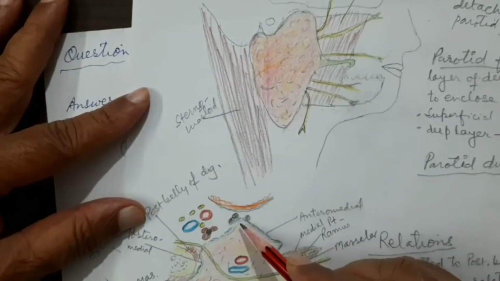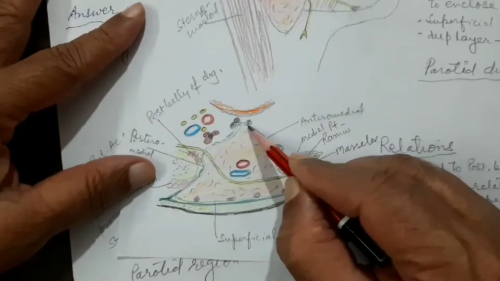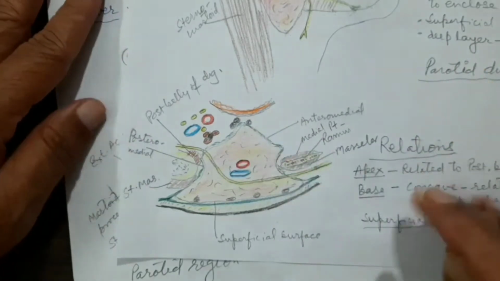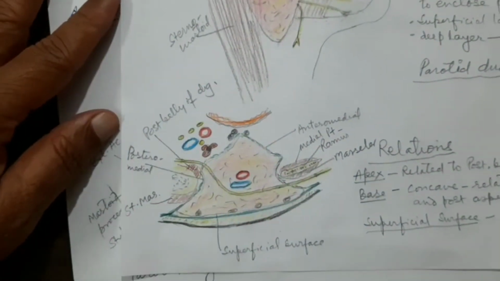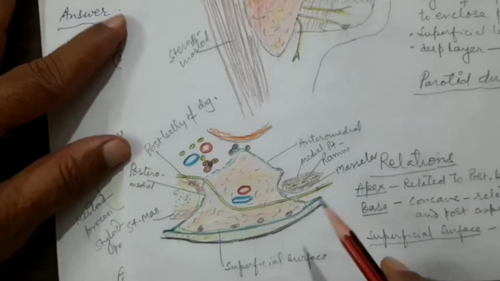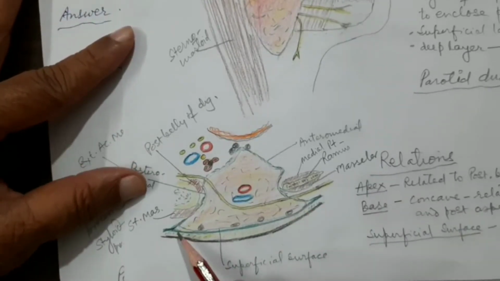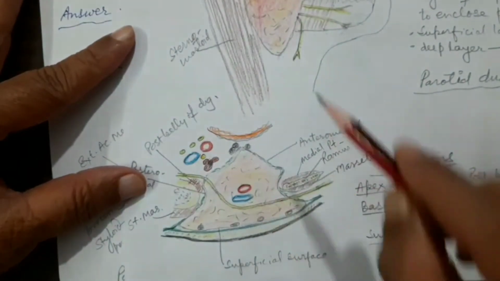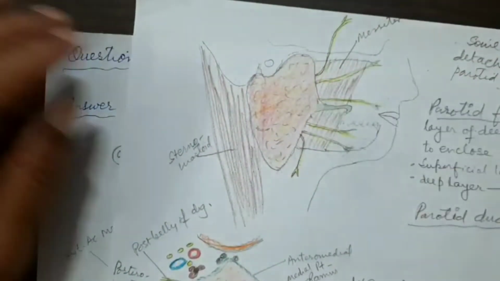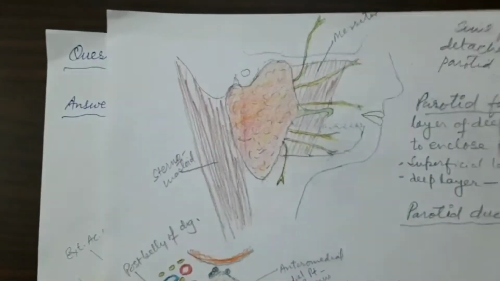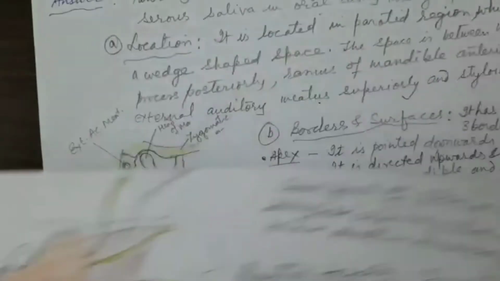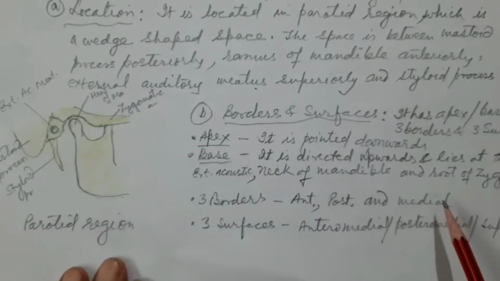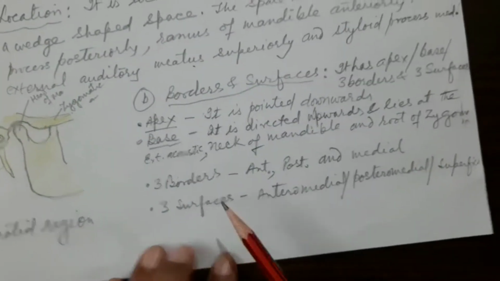So this margin, in a cross section only you can realize, which is deeply situated, is that of the medial border. So this is the anterior border, this is the posterior border, and deep inside is the medial border, which we cannot see from the surface. So these are the three borders: anterior, posterior and medial. Keep on noting all these.